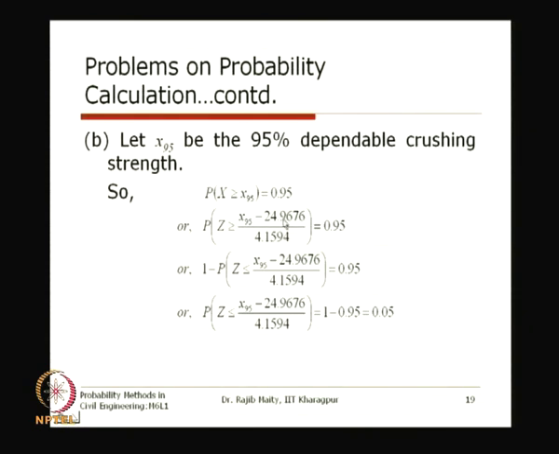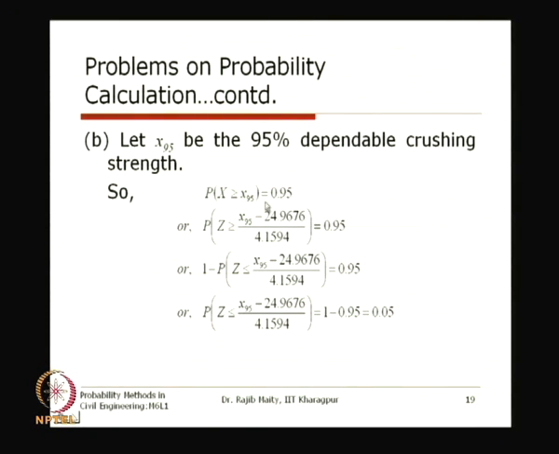Now, the 95% dependable crushing strength is similar to what we called the 75% dependable rainfall in the earlier problem. That means the probability of x greater than or equal to x95, denoted as x95. Following the same principle as in the earlier problem, x minus the mean divided by the standard deviation gives the reduced variate. This is less than or equal to, that is 1 minus the probability, and this equals 0.05. Now, we have to find the reduced variate for which the probability equals 0.05.